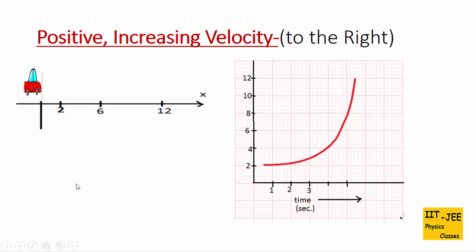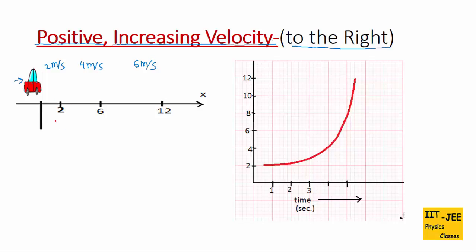First case is positive increasing velocity. So positive velocity means object is moving to the right and increasing velocity means object is speeding up or accelerating. Suppose this car has velocity of 2 meter per second at first second, and then 4 meter per second at second second, and 6 meter per second at third second.